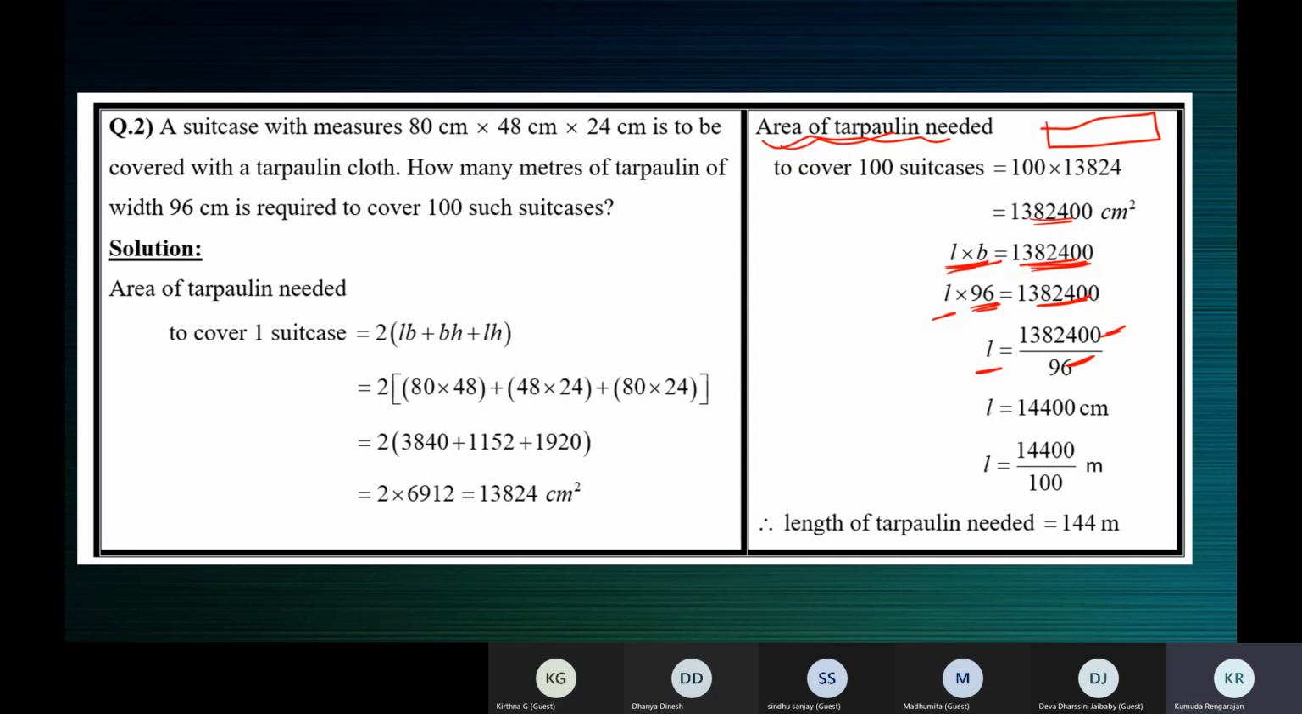Since it's more than 100 centimeters, you can convert it to meters. Divide by 100 and convert it to meters. So the length of the tarpaulin needed is 144 meters.